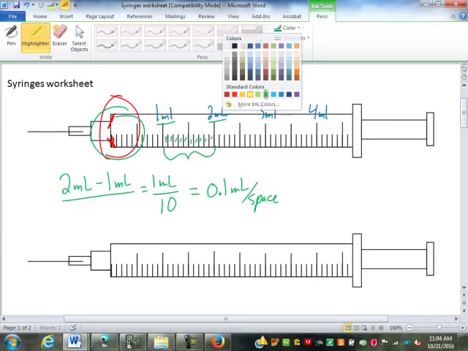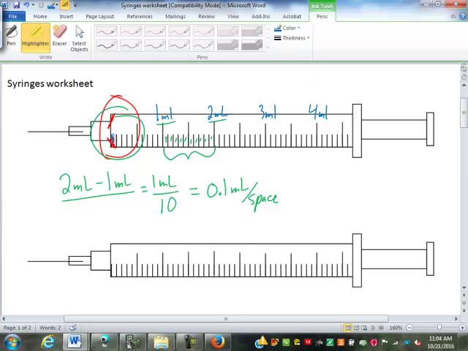So if I now fill this syringe like that, I can figure out how full it is. Of course, we go from one of our labeled divisions, that's 3 milliliters. Each division is 0.1. So this was 3, this is 3.1, 3.2, 3.3, 3.4 milliliters.